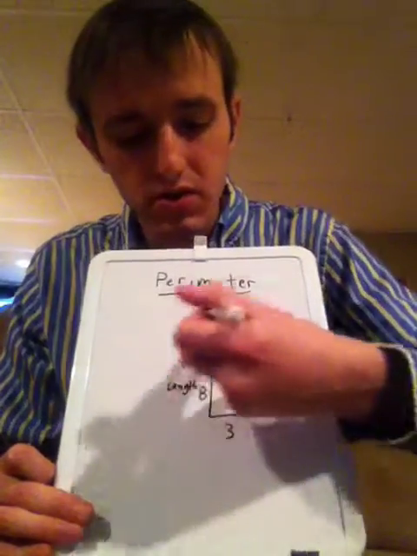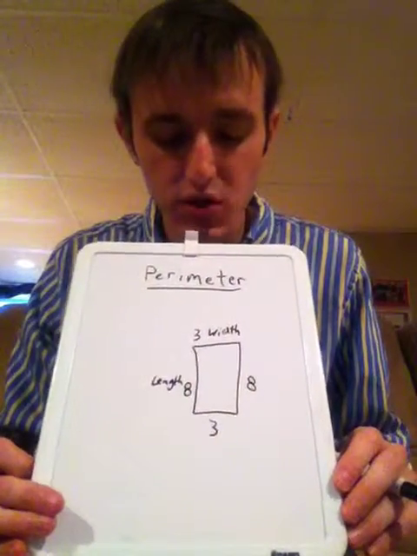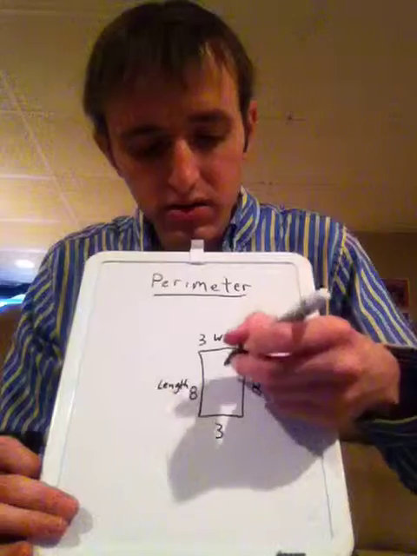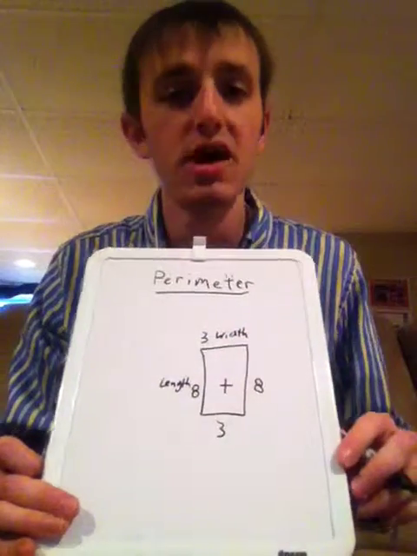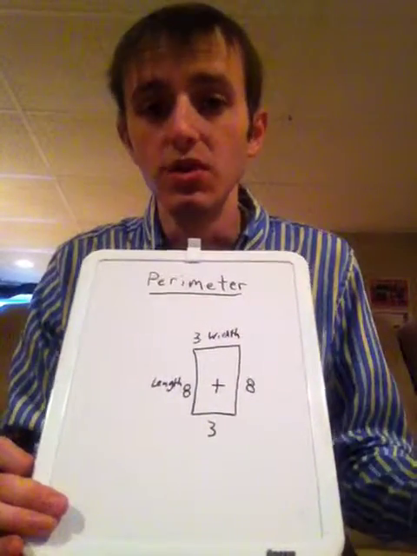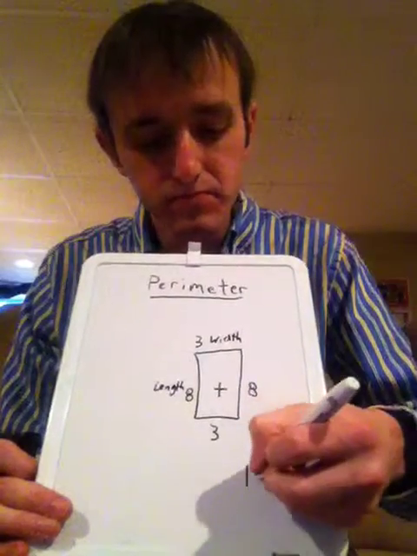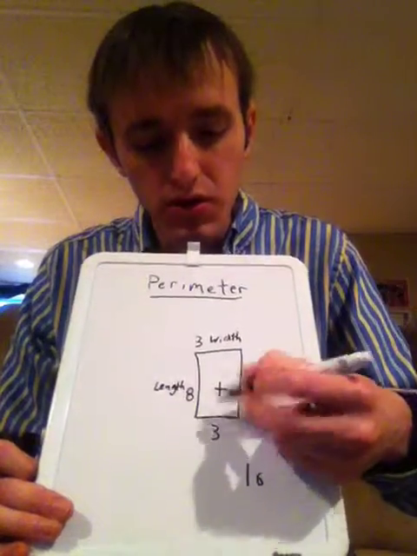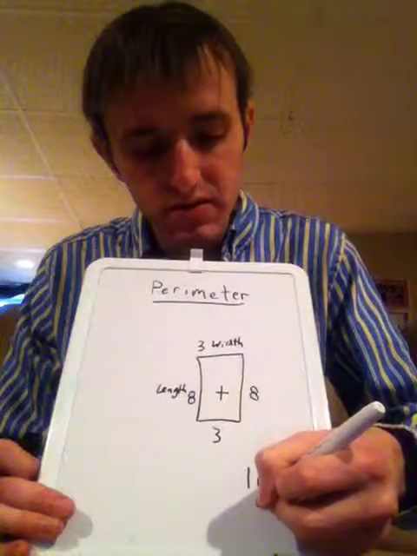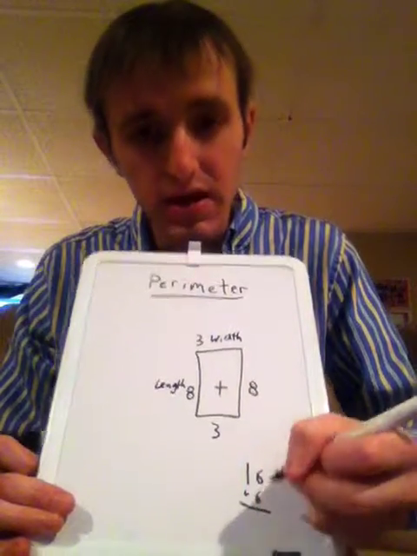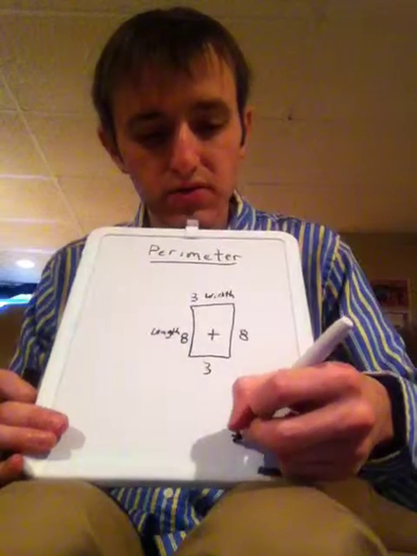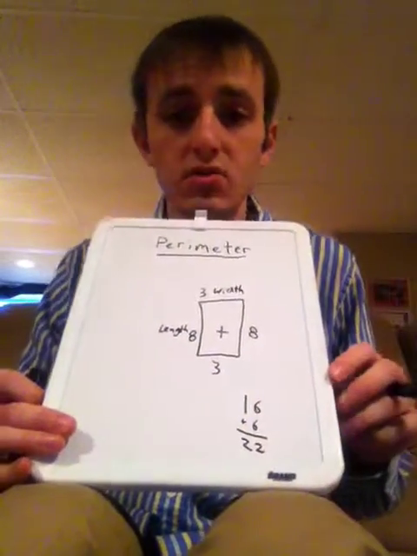Alright, so now our rectangle has dimensions the whole way around. Now the way you find your perimeter is you add up your sides. The way that I like to do it is I like to use the same number, so I go 8 plus 8 is 16. 3 plus 3 is 6. When you add them together, it is 22. Now we didn't have a unit on this one, we'll have a unit on the next one.